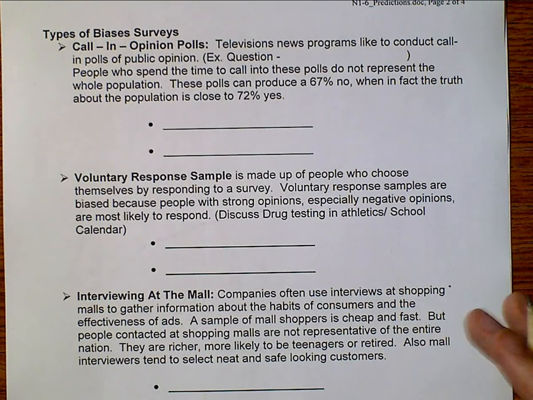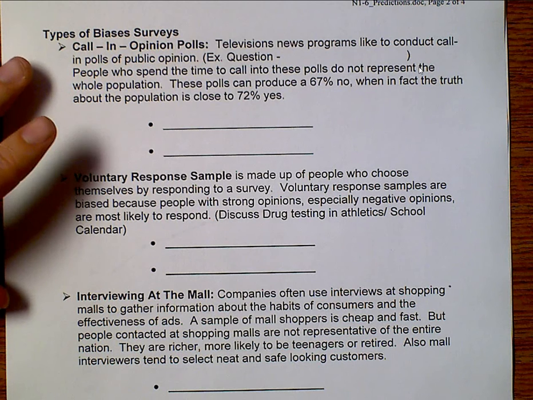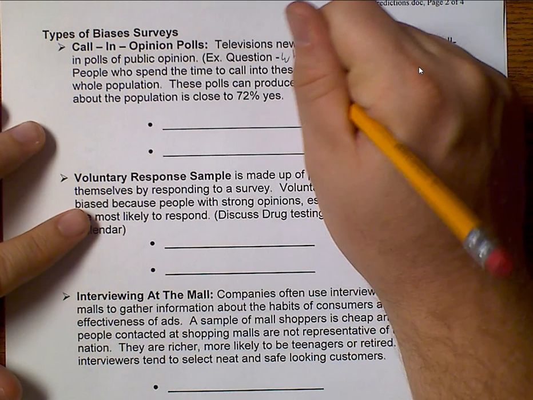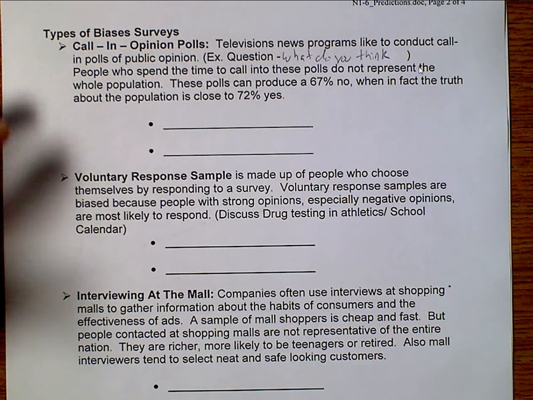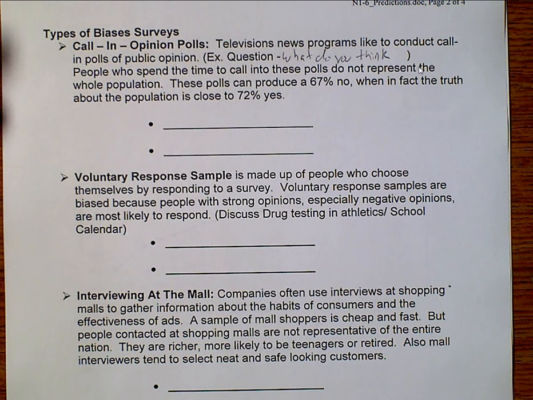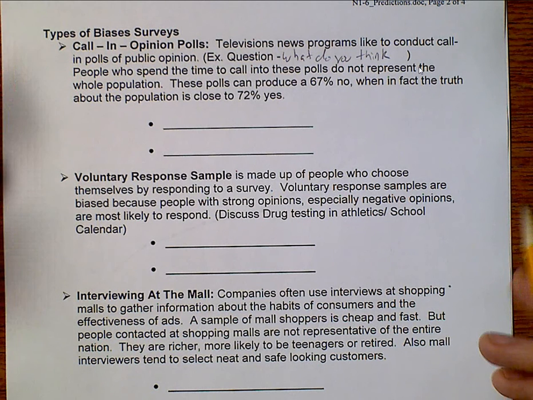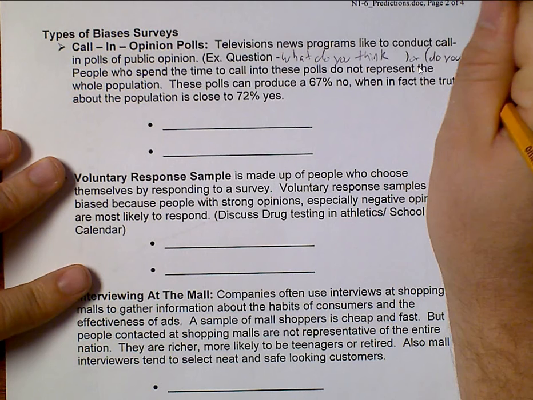So these are some surveys that are just inherently biased. The first one is the call-in opinion polls. So television news programs, radio news programs, they will make a call for public opinion. They'll say, for example, what do you think of this latest political event? Basically, what do you think? Right? And so they'll have you call in, and maybe it's a yes or a no question, and it could be, do you have pets?